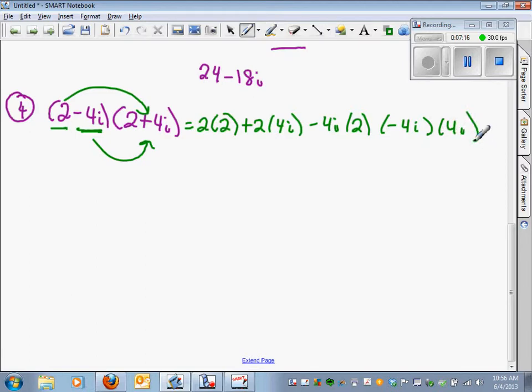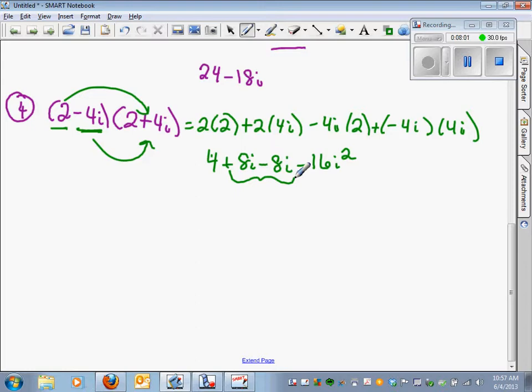And we do the multiplication now that we have distributed. 2 times 2 is 4. 2 times 4i is 8i. Negative 4i times 2 is negative 8i. And negative 4i times 4i would be negative 16i squared. Looking for like terms to combine, we have a positive 8i and a negative 8i. Well, positive 8i and negative 8i combine to give us 0 i's, which means there are none. They essentially undo each other, so we have no more i's left.